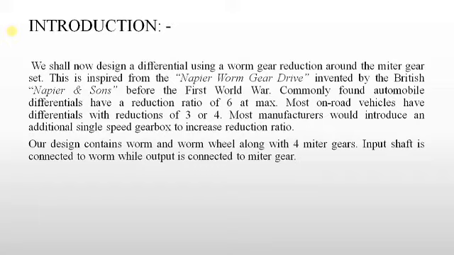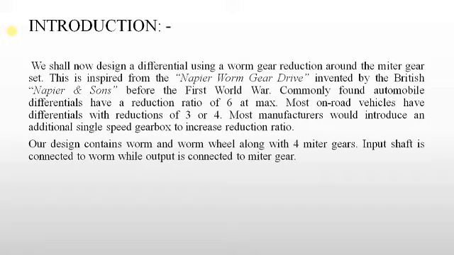Most on-the-road vehicles have differentials with a reduction of 3 or 4. Most of the manufacturers will introduce an additional single-speed gearbox to increase the reduction ratio. Our design contains a worm and worm wheel along with 4 miter gears. The input shaft is connected to the worm while the output is connected to the miter gear.